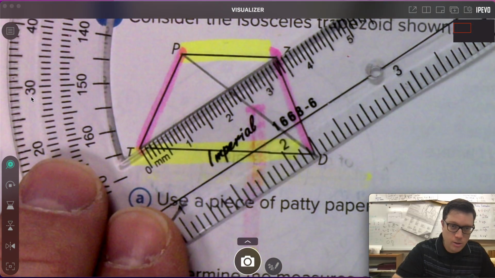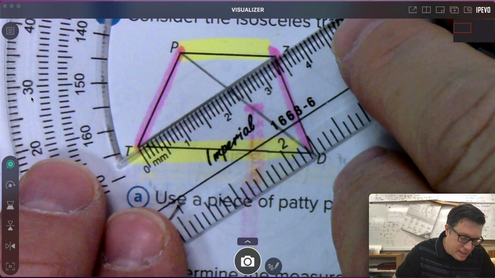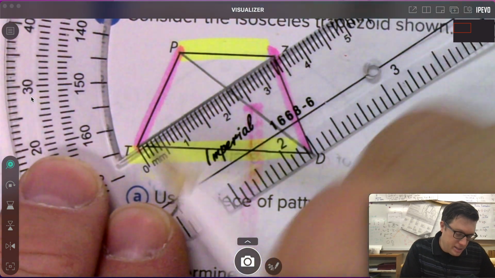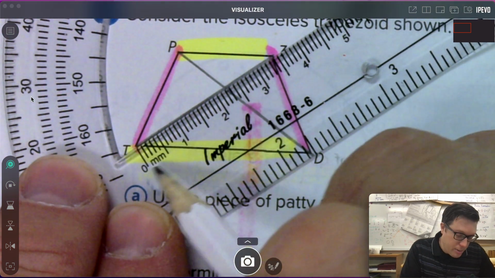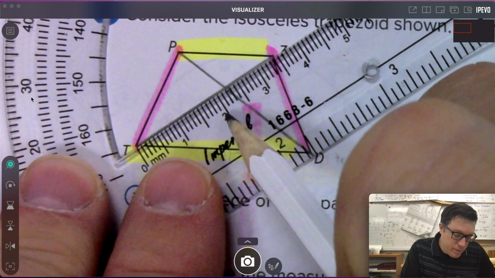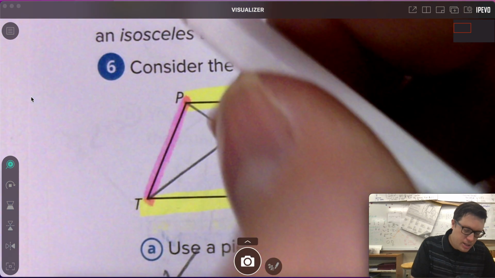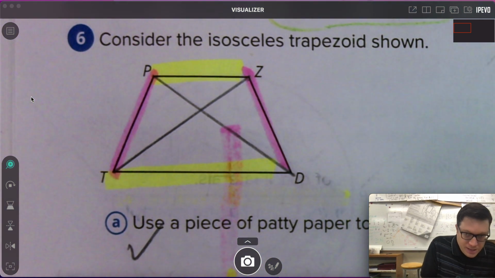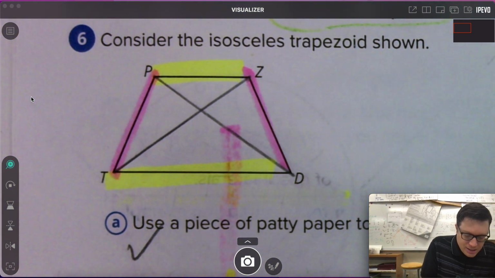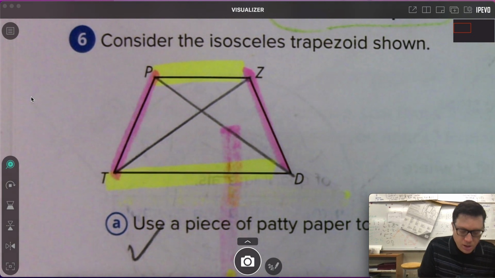All right, so we have TZ. Looks like it's approximately, let's see, put the 0 on T and we go by millimeters. So 10 millimeters, 20 millimeters, 30 millimeters, 34, right? 34 millimeters is what TZ is. The measure of TZ is 34 millimeters. I'll show you what I wrote in a second.